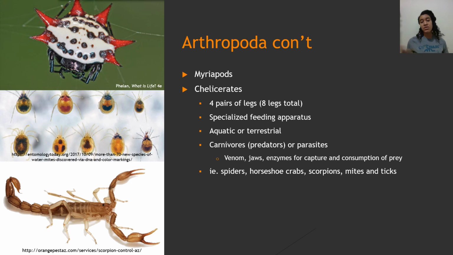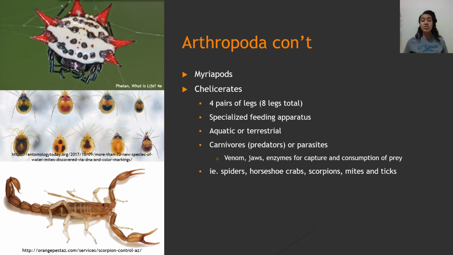Chelicerates, or chelicerates, depending on how you pronounce it, include spiders, horseshoe crabs, scorpions, mites, and ticks. And they all have 4 pairs of legs. So they have 8 legs in total, and they have specialized feeding structures. If you've ever really looked at a spider, really close up, you'll see around its mouth parts that they have various appendages that help them with breaking down their food. They have a couple of appendages that help them to inject venom, and a couple of other appendages that help break their food down into smaller pieces for consumption or to hold on to prey, and various other things involved in predation.